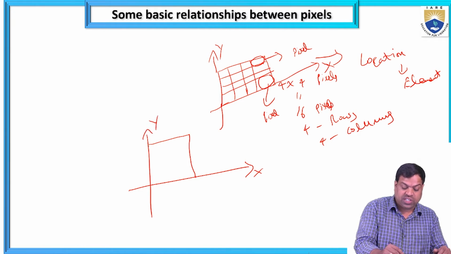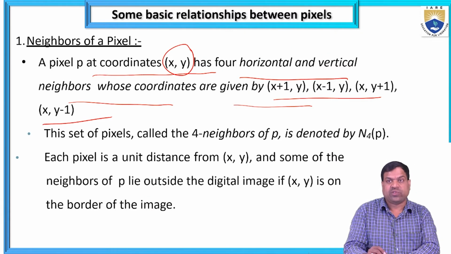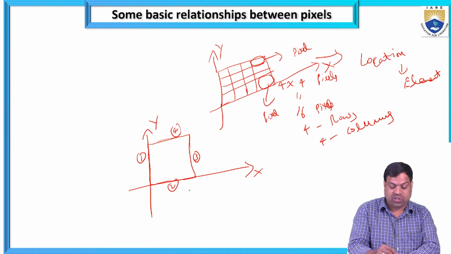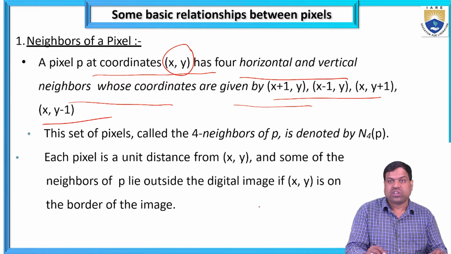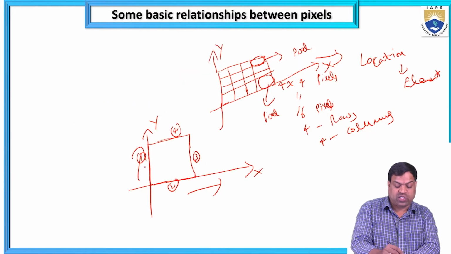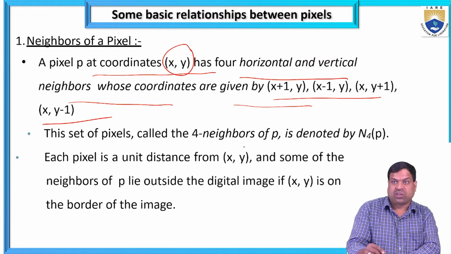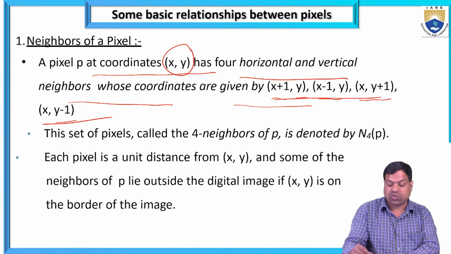Thus this image has 4 sides: 1, 2, 3, 4 sides are there. These are called 4 neighbors. What are the x and y coordinates? The x coordinate and y coordinate, horizontal and vertical. These 4 neighbors have the coordinates x plus 1, y; x minus 1, y; x, y plus 1; x, y minus 1. Total 4 neighbors are there.